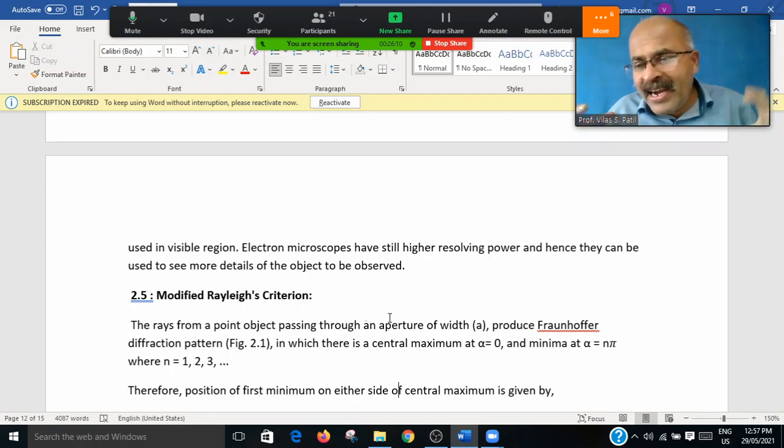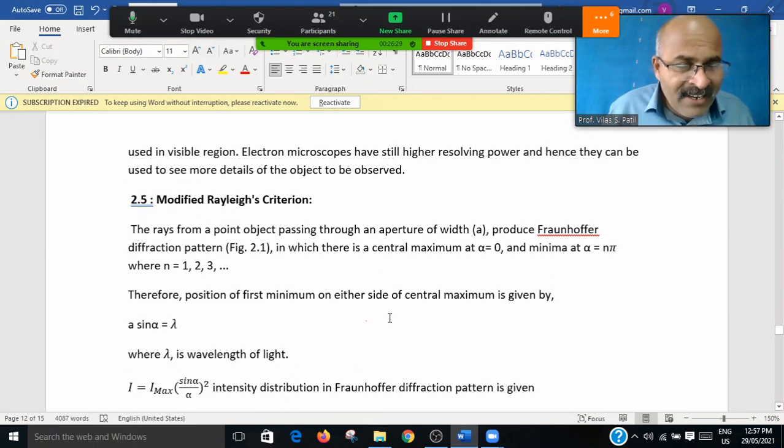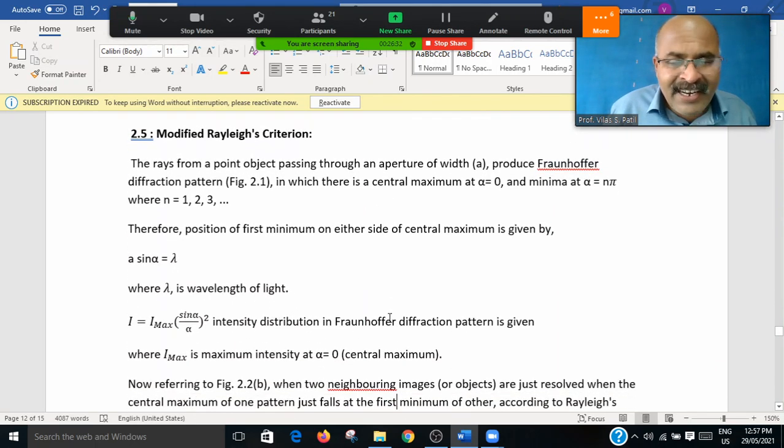So if we want a high intensity, high resolution image, we have to get a high resolving instrument. Only if we see the image through a high resolving instrument can we get high intensity images. Then the modified Rayleigh criterion: what is the modification to the Rayleigh criterion? Rayleigh is the name of the scientist, and we just see his criterion.